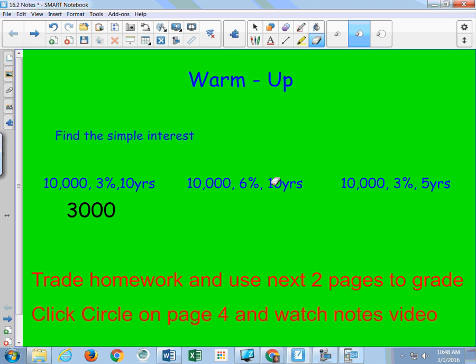Let's do the same thing with the other two. Plug it into the formula. 10,000, 6%, 10 years. Plus 10,000 times 0.06 times 10. You get 6,000. And then on the last one, multiplying those three, you get 1,500.